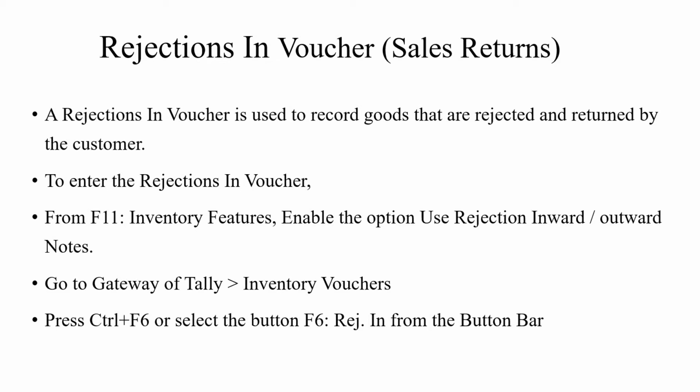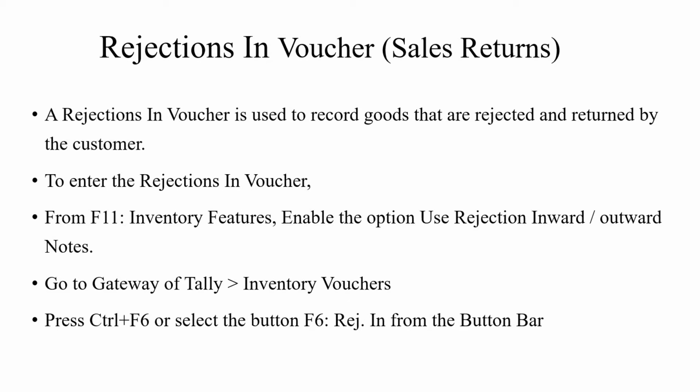Now let's see the rejection in voucher, that is for sales returns. A rejection in voucher is used to record goods that are rejected and returned by the customer. Think that a company or business has sold goods to the customer or the sundry debtor. The debtor or customer will return the goods back to the company, maybe stating some reason, right? In that case, the transaction will be recorded in the rejection in voucher.